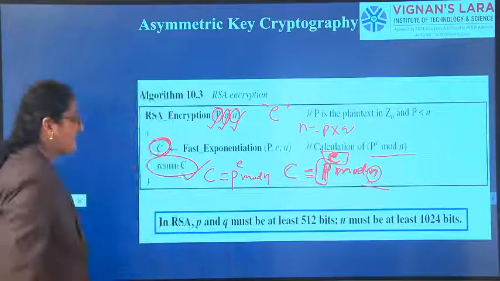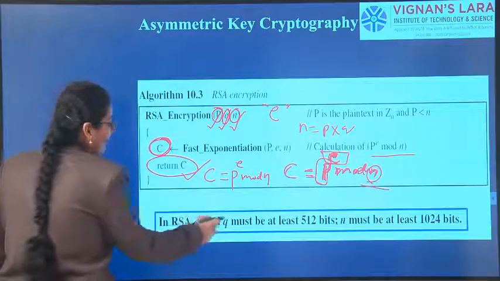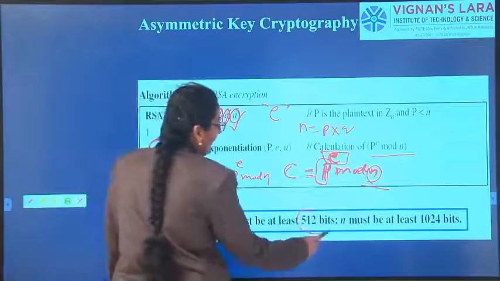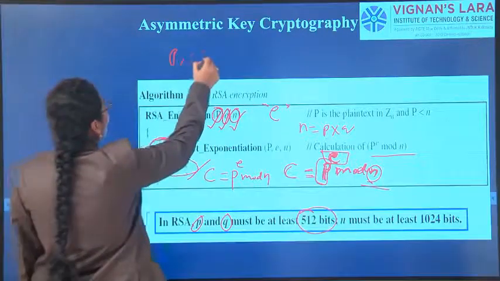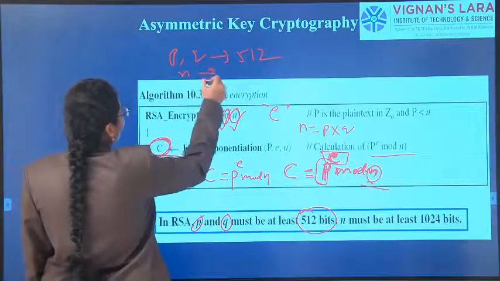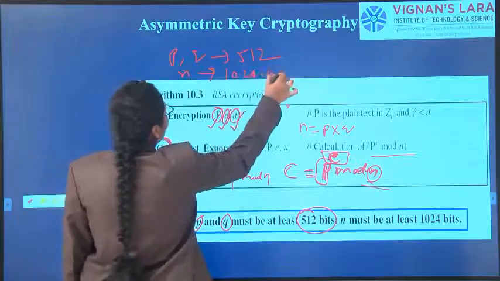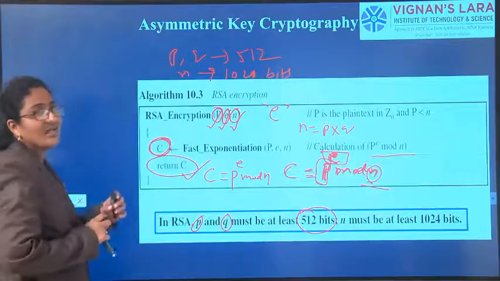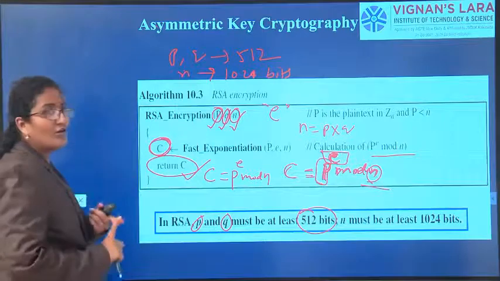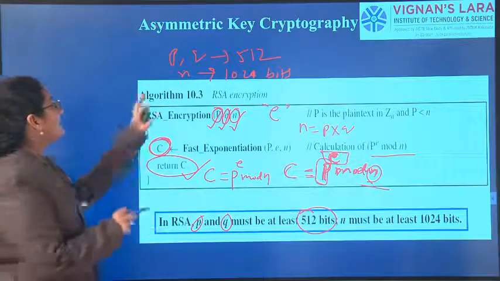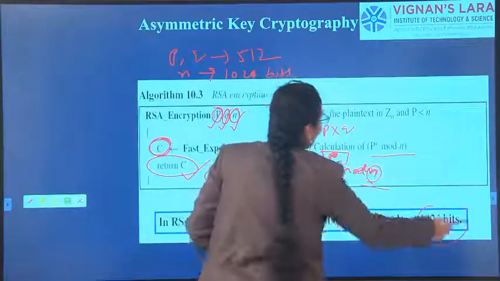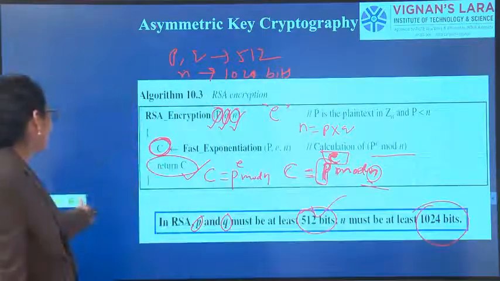So what is the condition you want to remember here? P and Q must be large prime numbers and they must be of at least 512 bits. The size of N must be at least 1024 bits. So you have to take large integers, large prime numbers. P and Q should be large prime numbers. So P and Q should be of 512 bits. N should be of 1024 bits. This is what happening at encryption side.